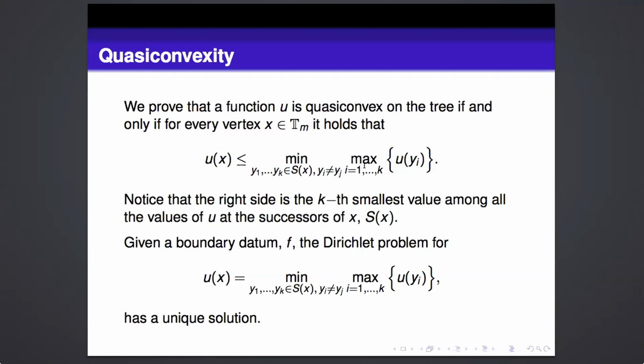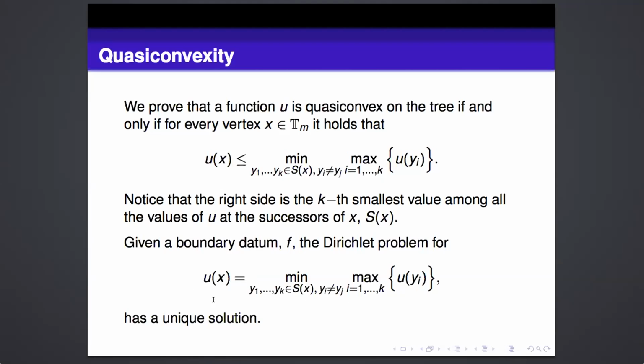And this is more or less saying that u of x is less or equal than the maximum at the extreme points for every possible segment that starts at u of x. Okay, and given a boundary data f, exactly as before, you have a unique quasi-convex envelope, and the unique quasi-convex envelope is a solution to the equation with equality here.